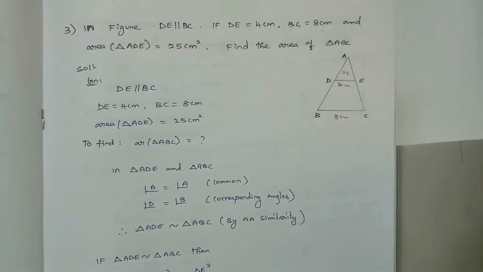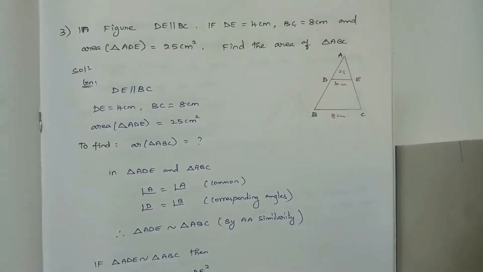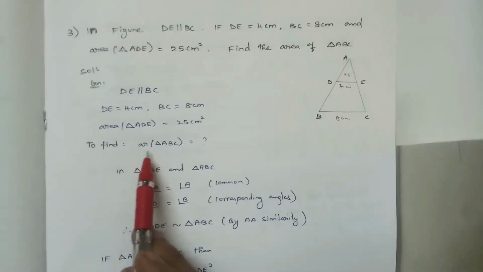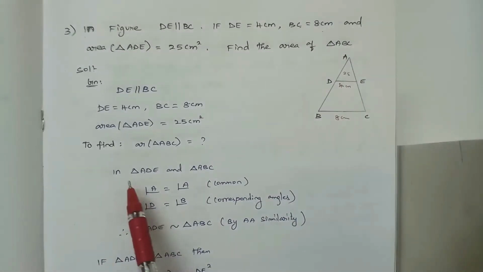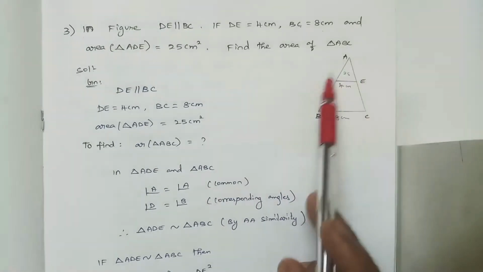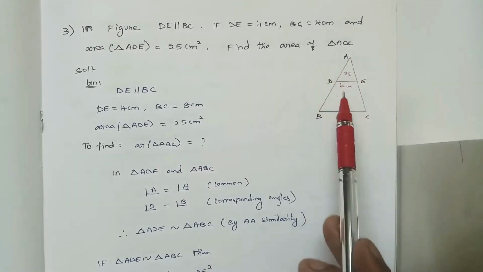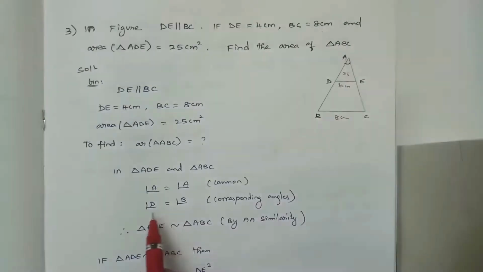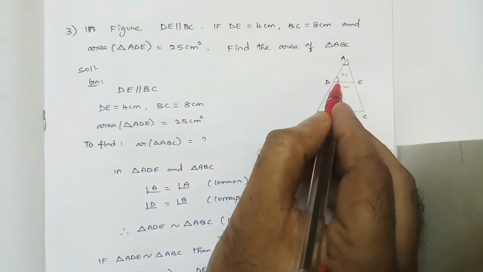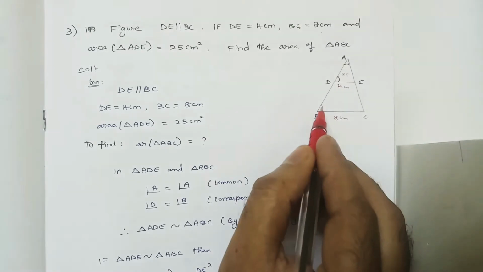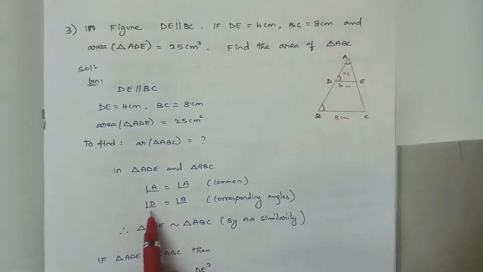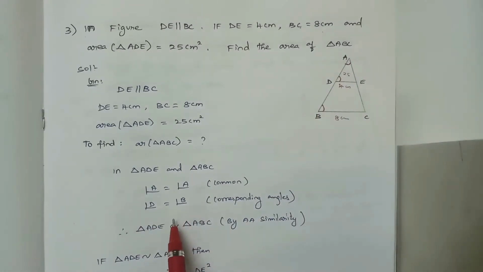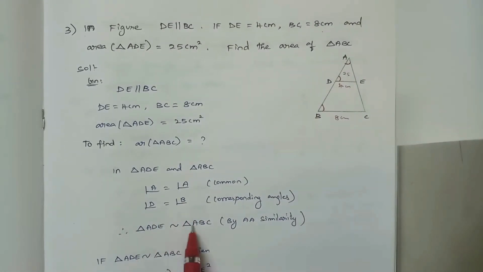If you are proving that these two triangles are similar, then the ratio of their areas equals the ratio of the squares of their corresponding sides. To find the area of triangle ABC, I am taking these two triangles, ADE and ABC. Angle A is equal to angle A, a common angle. Angle D is equal to angle B, because they are corresponding angles with parallel lines and a transversal. So by AA similarity, these two triangles are similar.